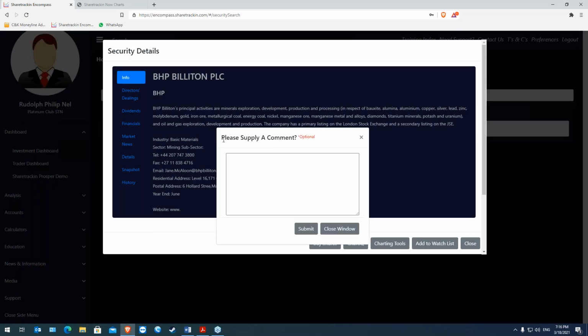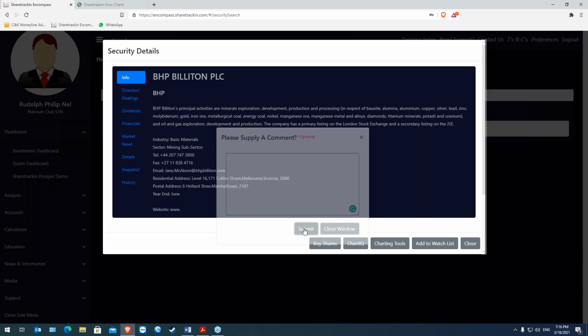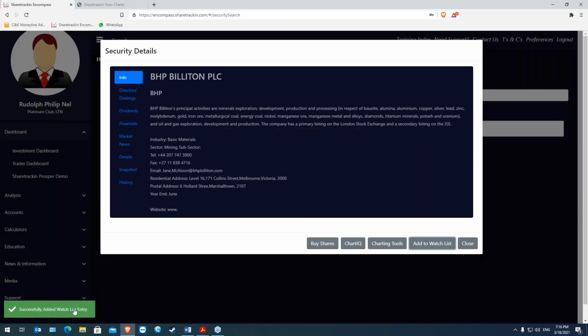Then it will say please supply a comment, optional. Over here I would have said stock pick notification, wait till RSI and stochastic crosses through. Once I've done that, I can say submit, and it will add it onto my watch list. At the bottom, it will say successfully added watch list entry.